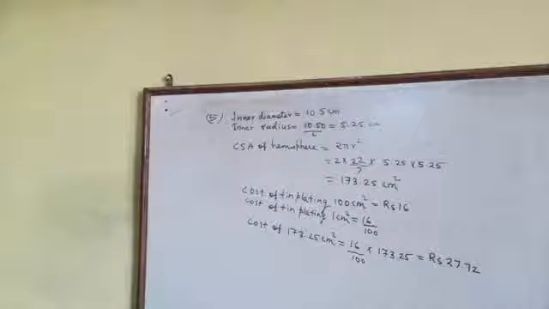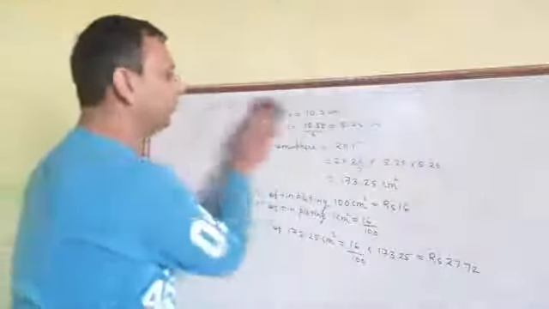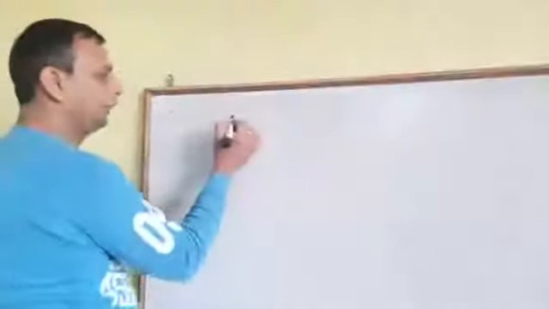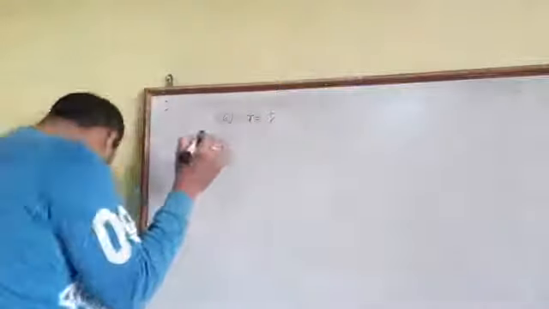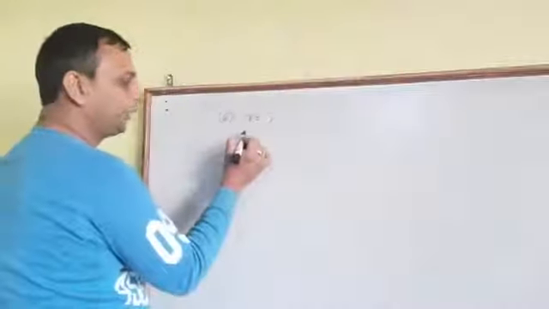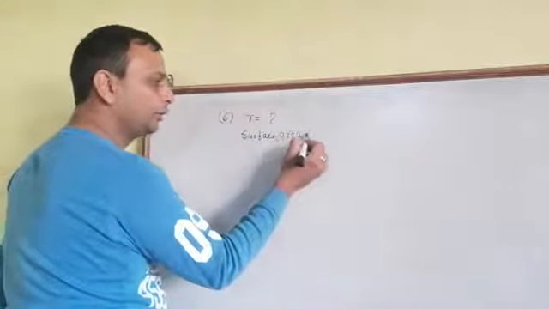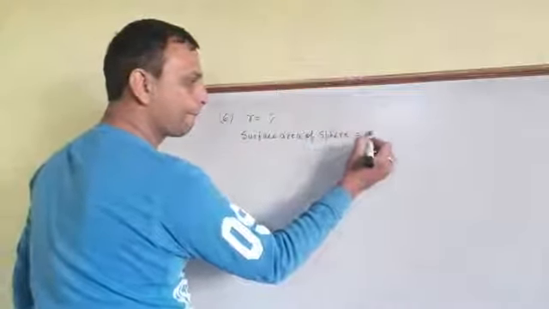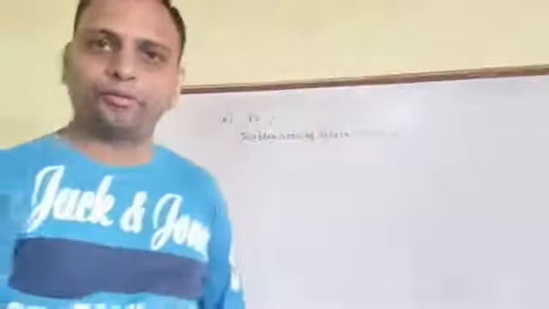Now question number 6. Let's complete question 5th. Now 6th, you can see this is also a simple question. In this question we have to find the radius, and the surface area of the sphere is given. How much? 154. It is given in the question that the surface area is 154 centimeter square. We have to find the radius.